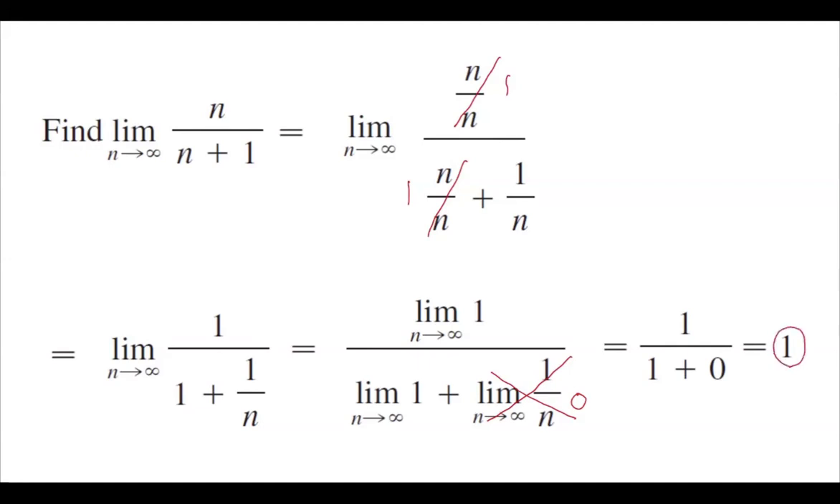What's the meaning of that? It means that this sequence, a sub n, which is n over n plus 1, has a unique limit. So it is a convergent sequence.